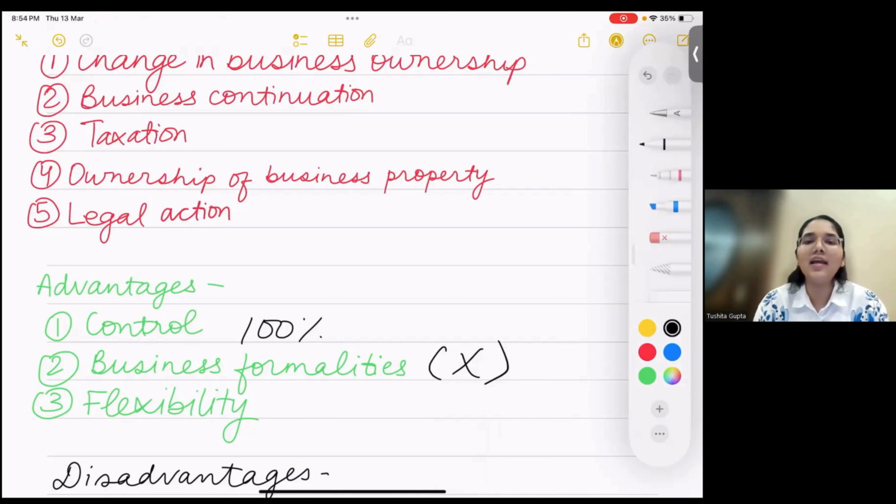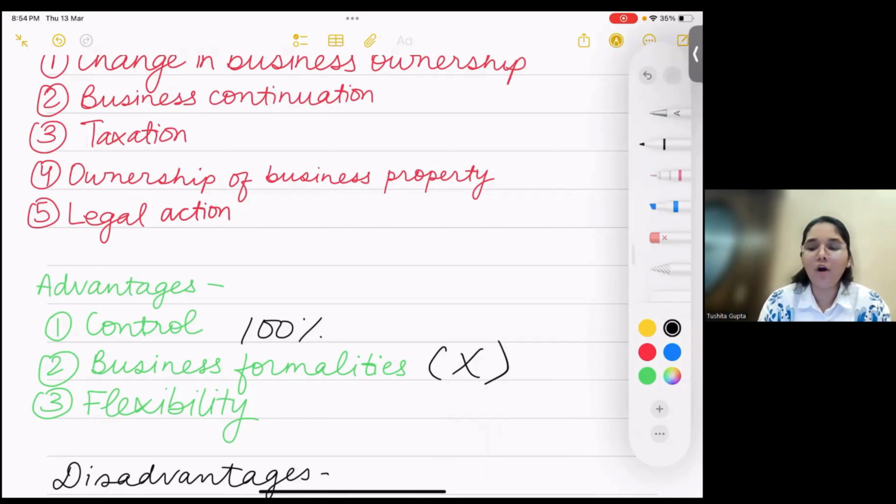And the third thing is with respect to flexibility. If it's your own business, you can do things however you want to. You can work whenever you want. You can take a leave whenever you don't want to work. So flexibility is another advantage when it comes to the sole trader business.